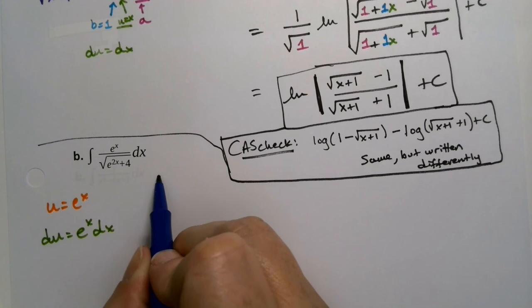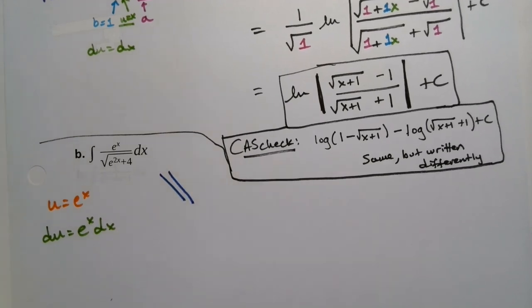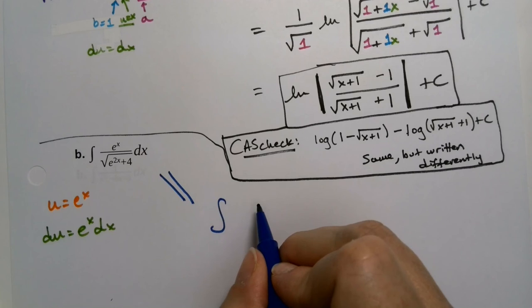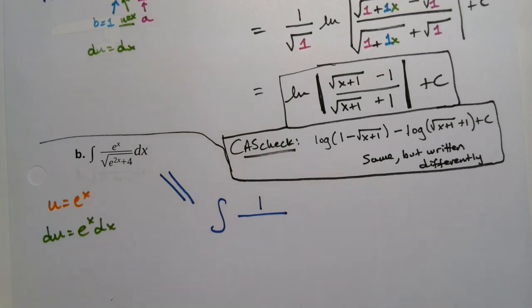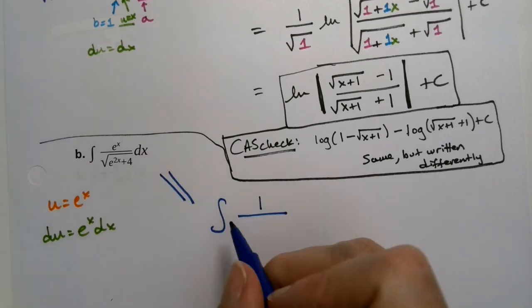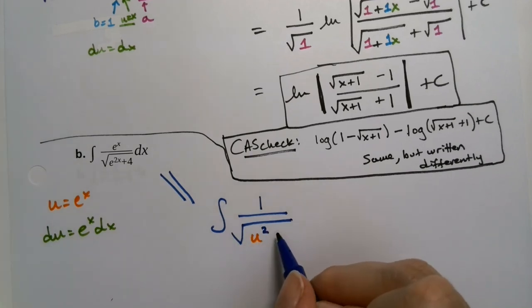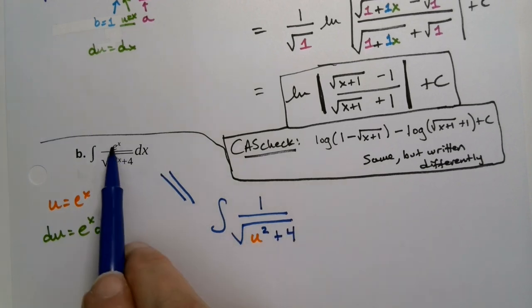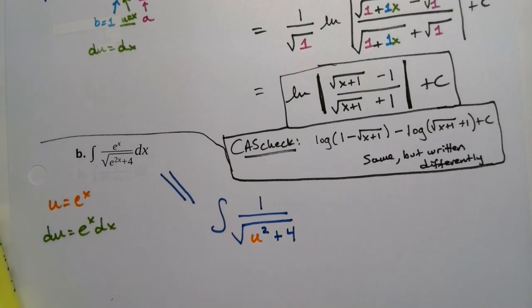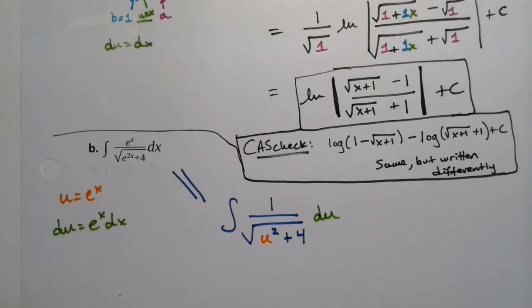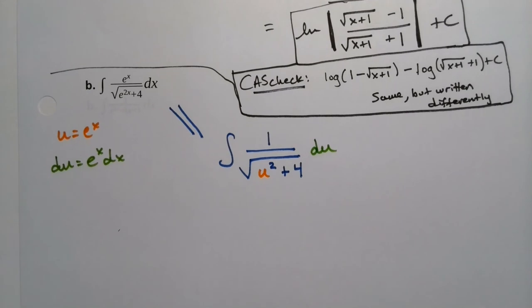Okay, so then this integral is equal to the integral of 1 over the square root of u squared plus 4. And then all that e to the x dx business becomes our du. And at that point, we want to look for a form that would fit that amongst the 121 different tables that we have. We have a whole bunch of them.